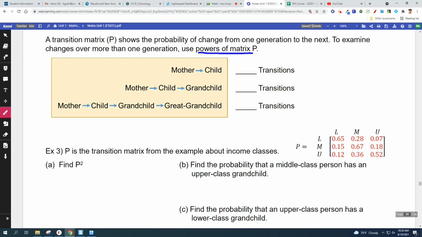We're talking about generations. So for example, if you went from a mother to a child, that's one transition. But if I went from mother to grandchild, think about the number of trips to the hospital or whatever. From mother to grandchild is 2 transitions, and from mother to great grandchild is 3 transitions. Seems easy, but it gets kind of confusing at times how many transitions there are.